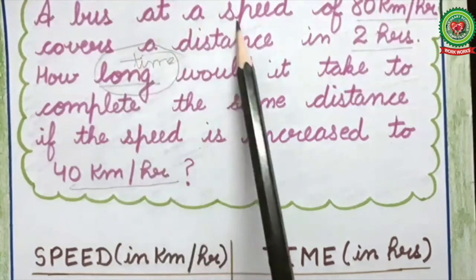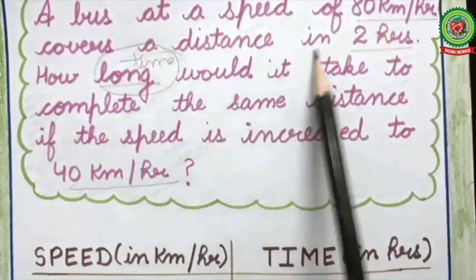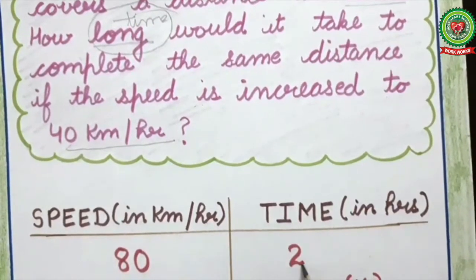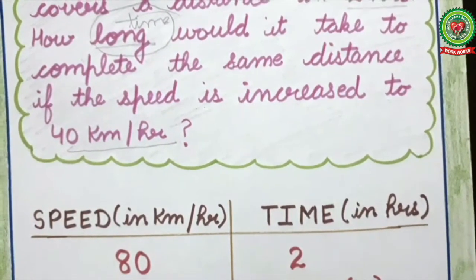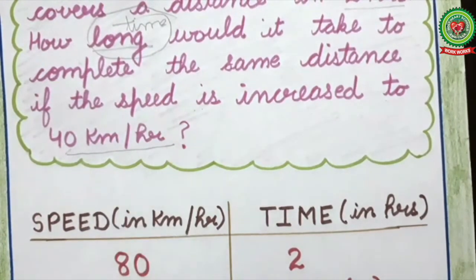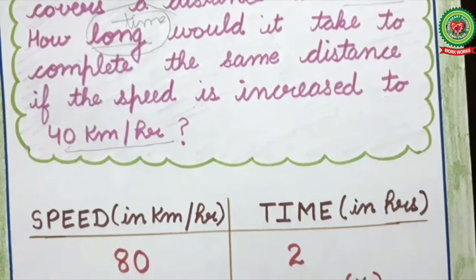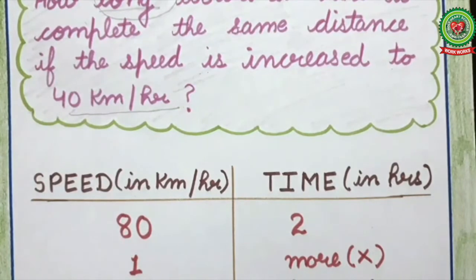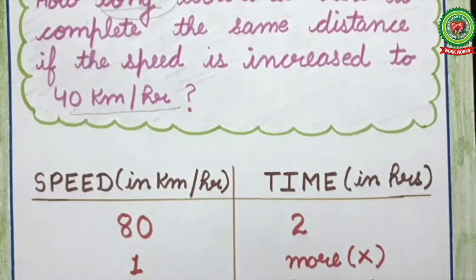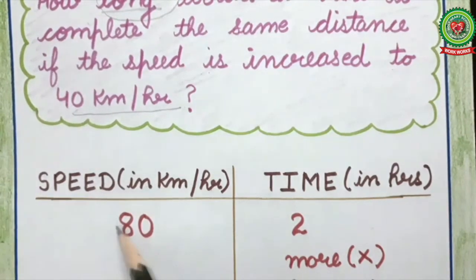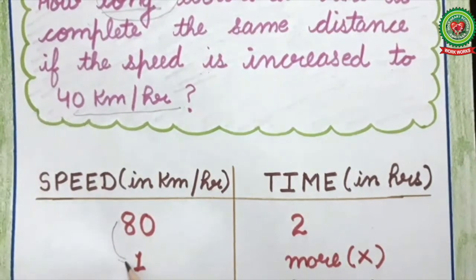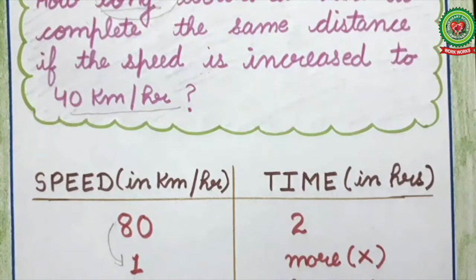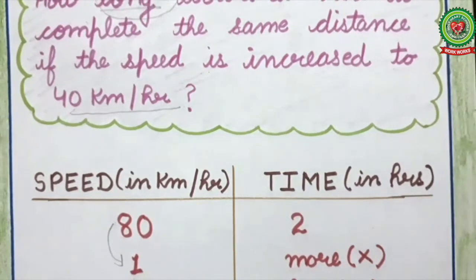Here it is given that a bus at a speed of 80 km per hour covers a distance in 2 hours. So under the speed column write down 80 and under the time column write down 2. We need to find the time for 40 km per hour, but before that we will find the time for a speed of 1 km per hour. When we move from 80 km per hour towards 1 km per hour, speed decreases, so time will increase. More will come, and more means multiply.